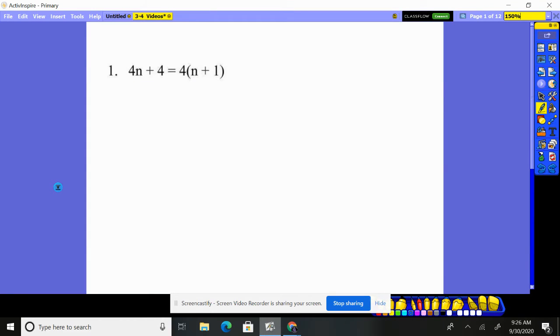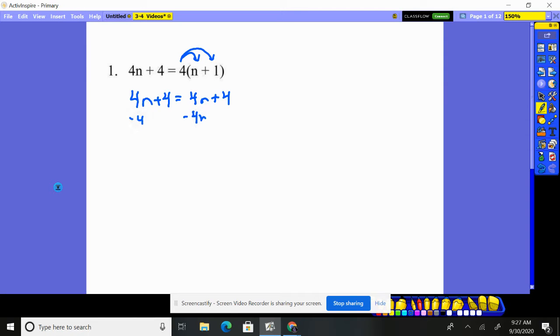Problem 1. So we're just solving for n. I see the parentheses there with the number outside, so I distribute through. So I have 4n plus 4 equals 4n plus 4. Well, right away I can see the two are equal to one another. But let's say we solve it.